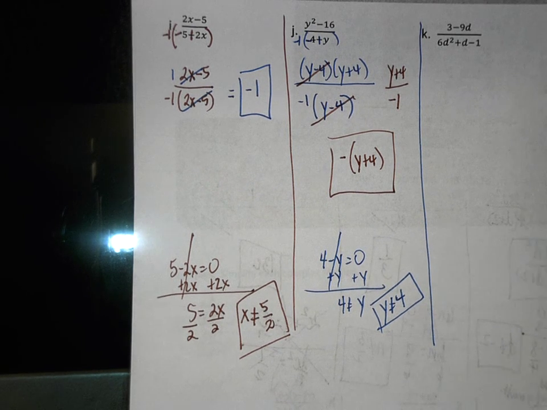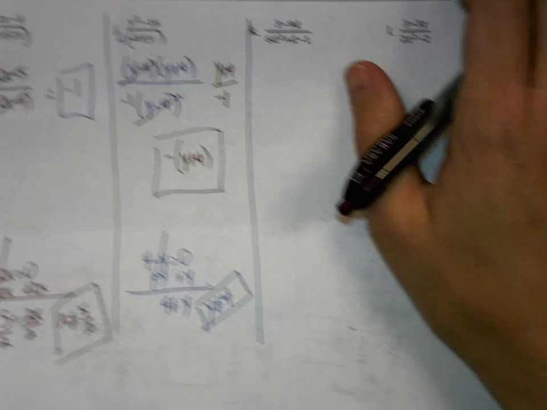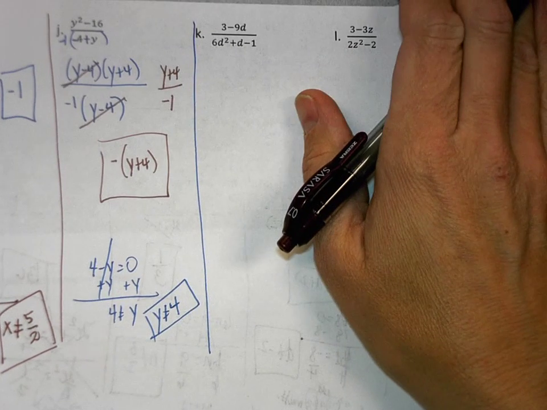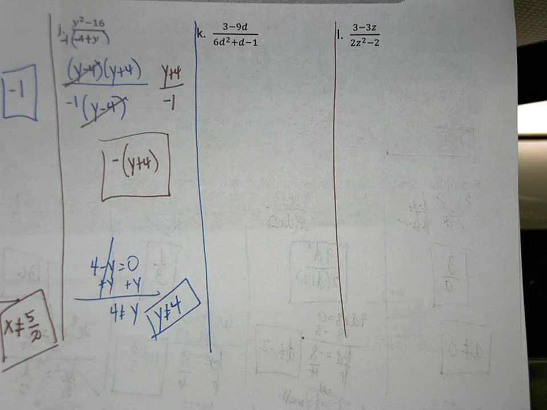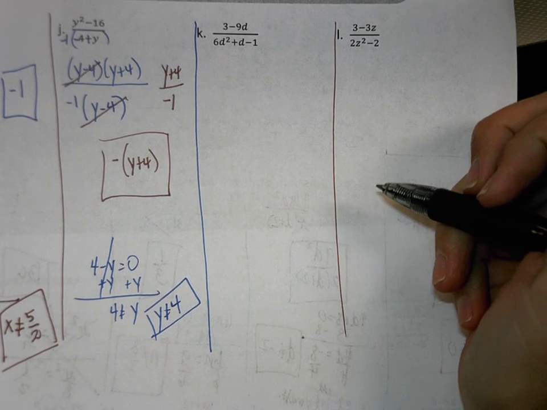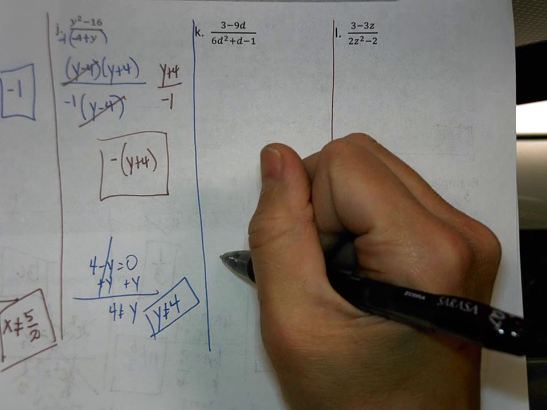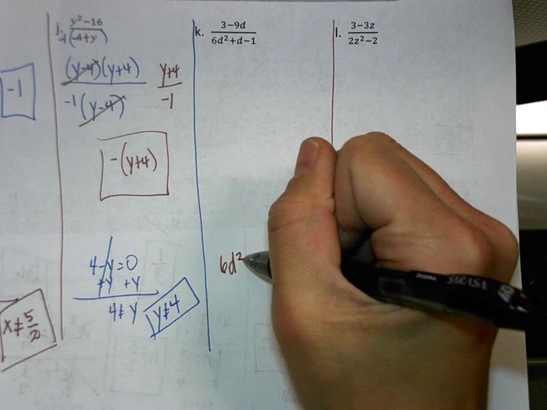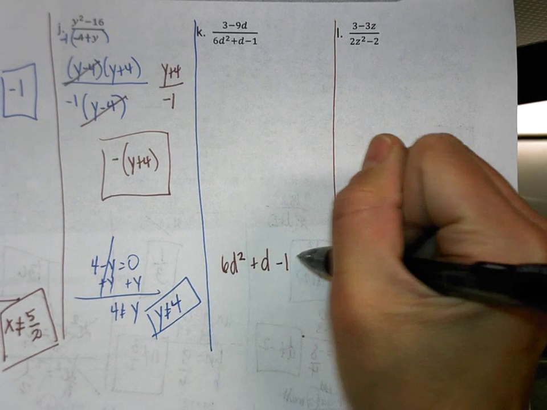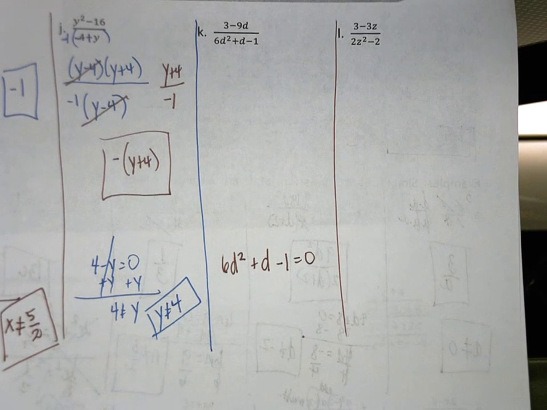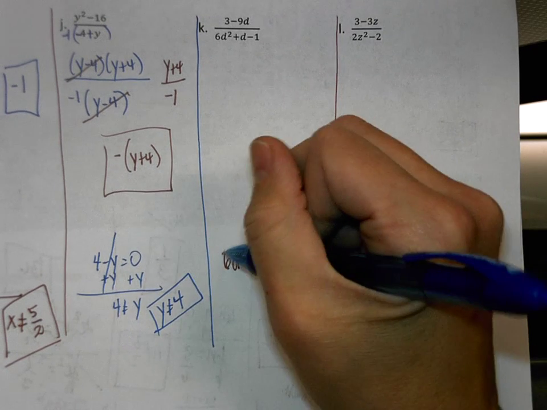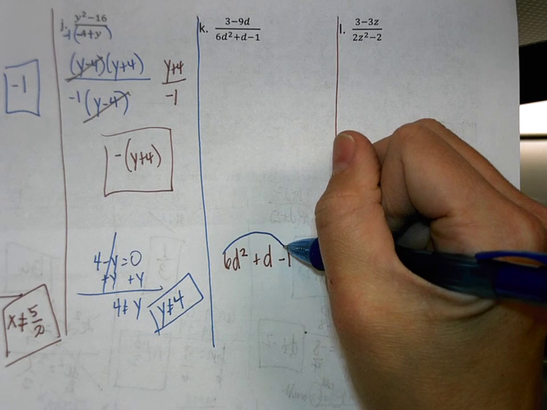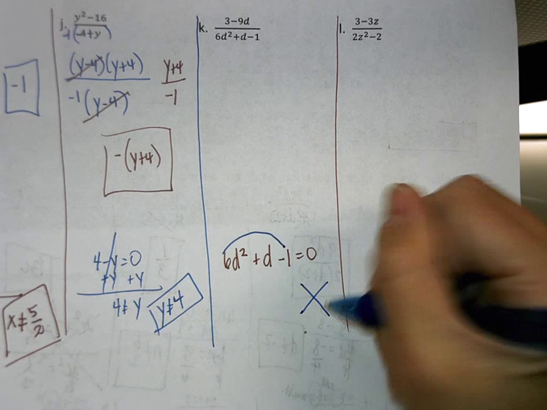Okay, what will I need to do first? Good, set your denominator equal to 0, right? Because we need to find out any excluded values. So 6d squared plus d minus 1 equals 0. What will I do next to factor this one? You want to multiply 6 and 1, right? Negative 6. Very good.